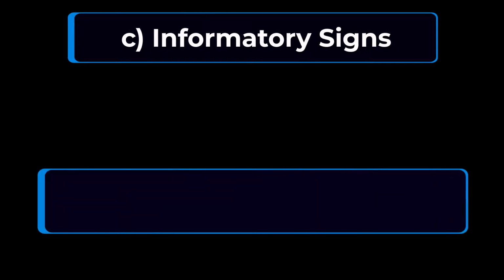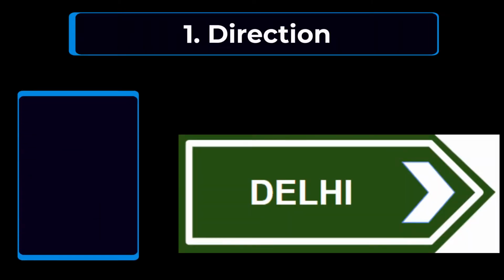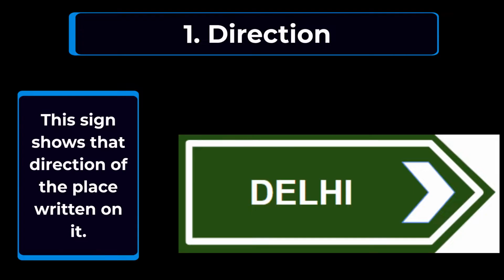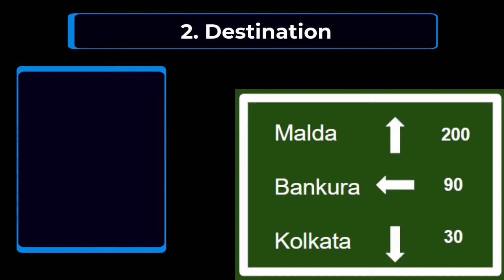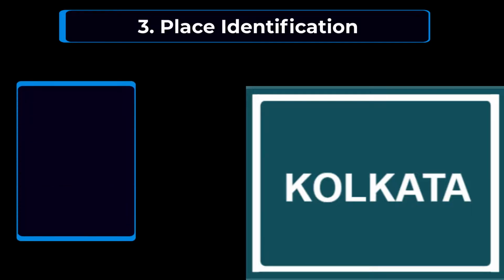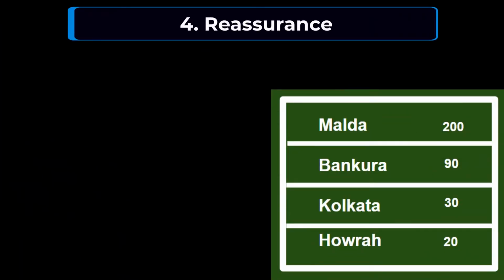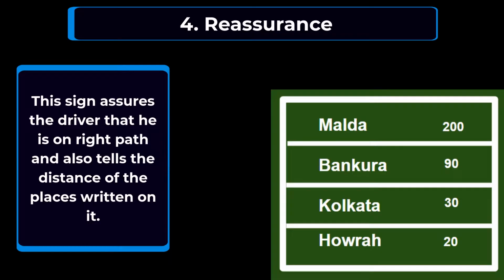C. Informatory signs. Following are the 30 informatory road signs with their meaning and symbolic image. 1. Direction. This sign shows the direction of the place written on it. 2. Destination. This sign indicates the direction and distance to various destinations falling on that particular road. 3. Place identification. The signs are used along the highways to mark the entrance to the place of the city. 4. Reassurance. This sign assures the driver that he is on the right path and also tells the distance of the places written on it.